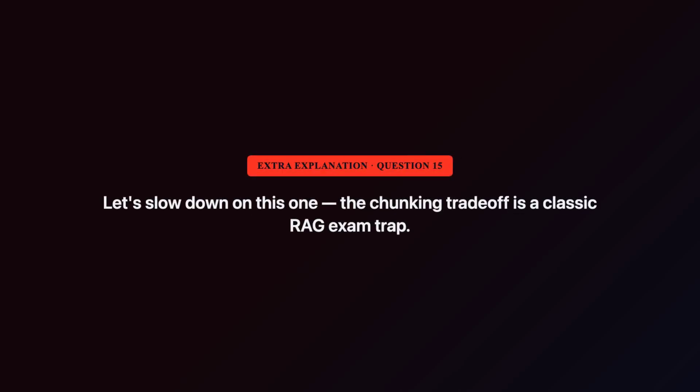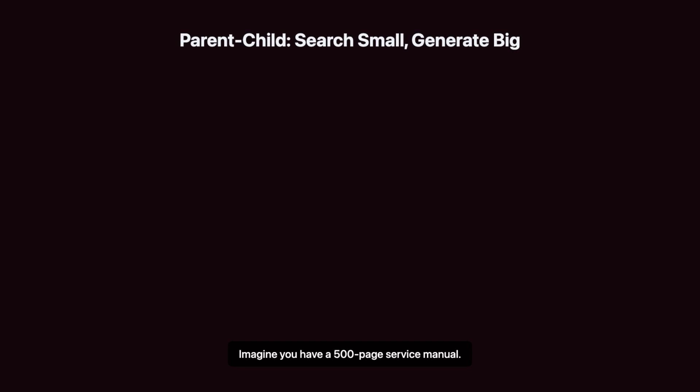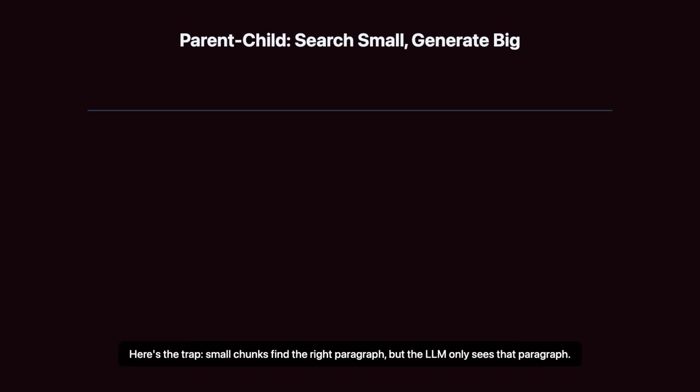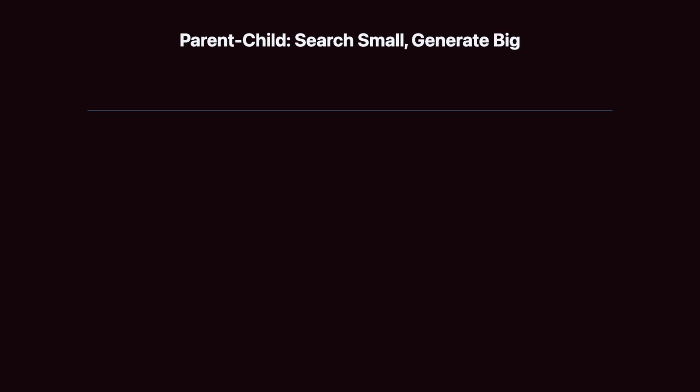Let's slow down on this one. The chunking trade-off is a classic RAG exam trap. Imagine you have a 500-page service manual. You want precise search, but you also want the LLM to answer fully. Here's the trap. Small chunks find the right paragraph, but the LLM only sees that paragraph. Large chunks give the LLM more context, but the search gets sloppy.